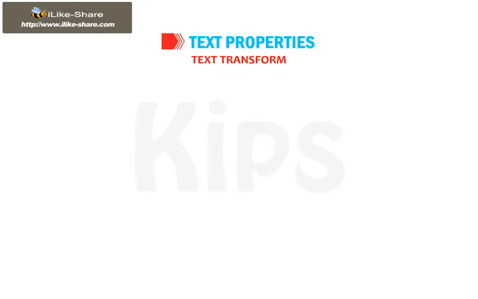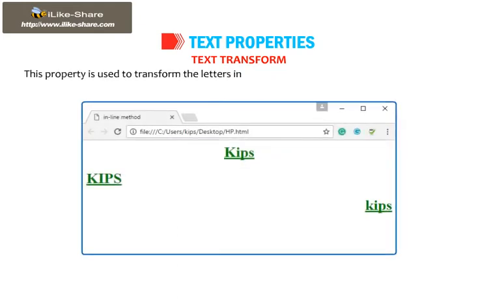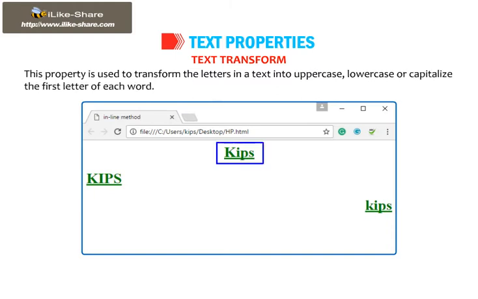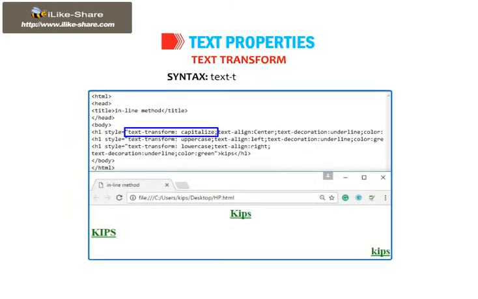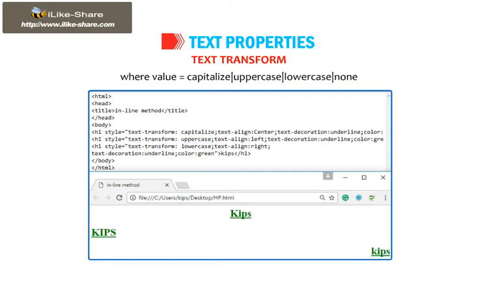Text transform. This property is used to transform the letters in a text into uppercase, lowercase or capitalize the first letter of each word. The syntax is text transform value, where value equals to capitalize or uppercase or lowercase or none. Capitalize. Capitalizes first letter of each word. Uppercase. Capitalizes all letters of each word. Lowercase. Converts all letters of each word to small case. None. The text remains unaffected.